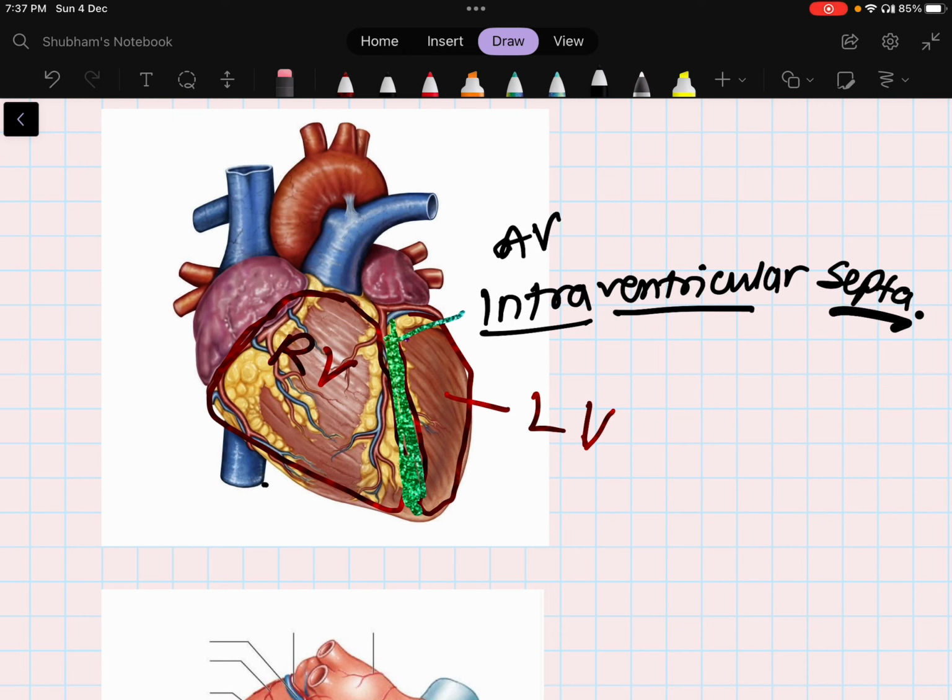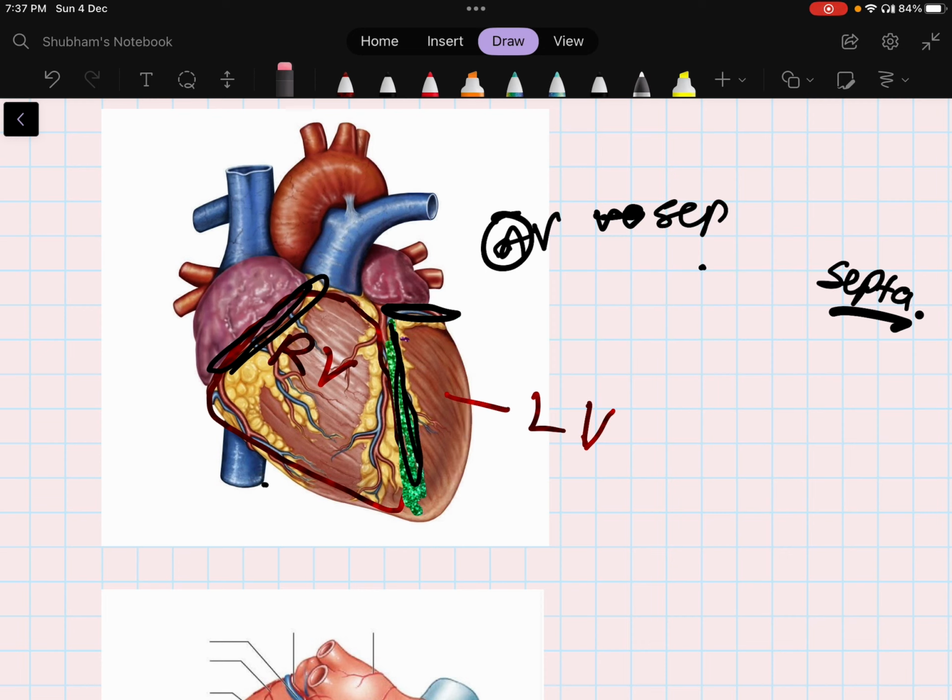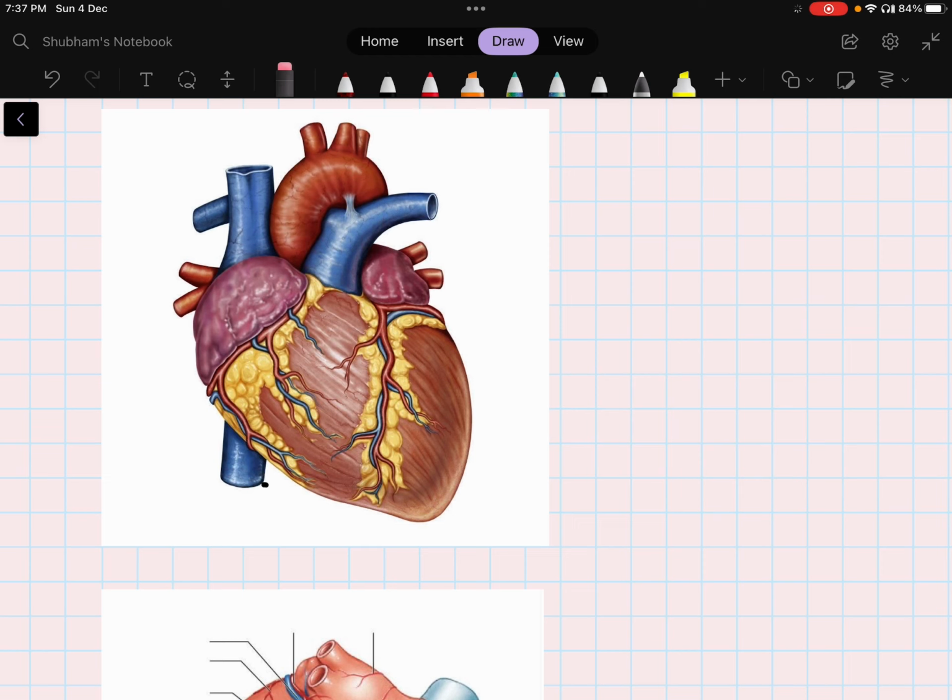And when we discuss the atrioventricular septa, it's a simple difference: a septa, a division present between the atrium of the heart and the ventricle of the heart. This is AV septa, this is AV septa, but this is IV septa. Most of the names are going to be a direct interpretation only. There's nothing much to discuss about that.